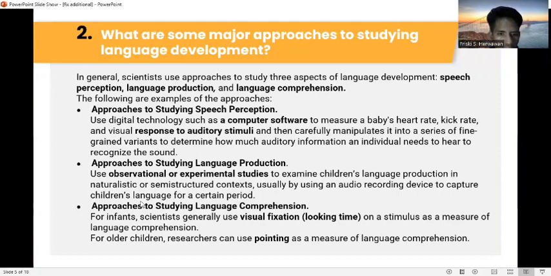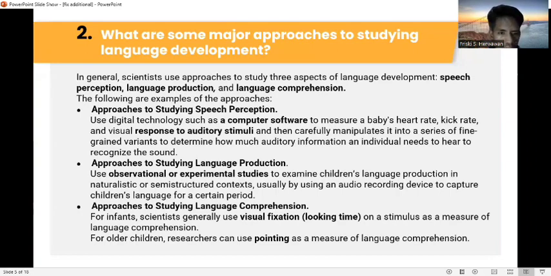And approaches to studying language comprehension. Language comprehension is about human understanding of language. For infants, scientists generally use a visual fixation or looking time approach on a stimulus as a measure of language comprehension. For example, scientists show the picture of a baby's mother and father and then see the response of the baby, whether the baby can recognize the mother and father from the picture or not.